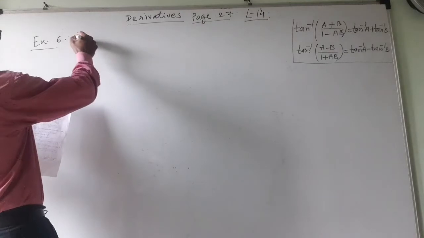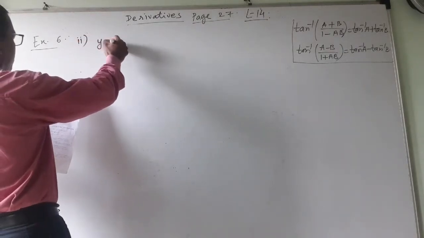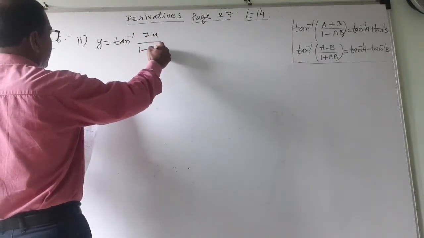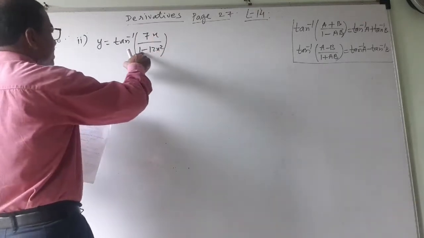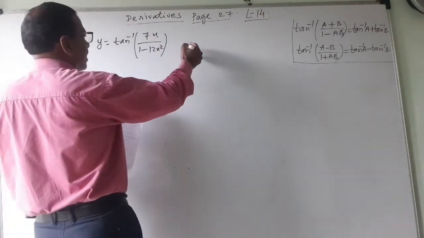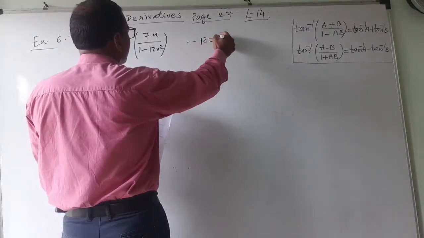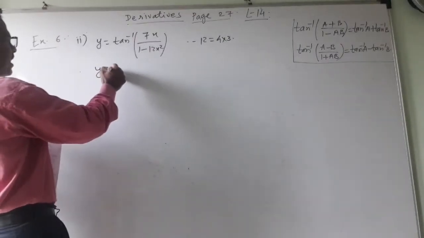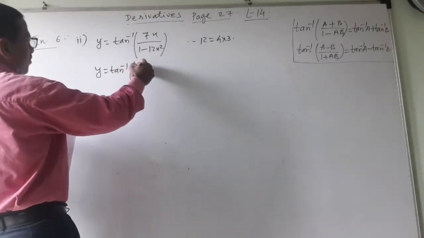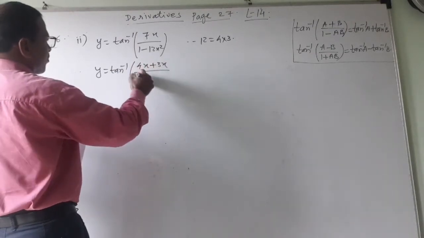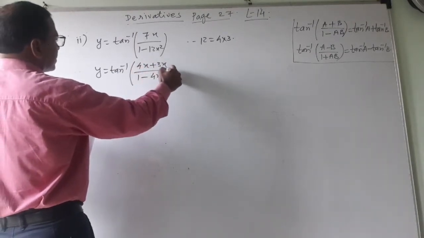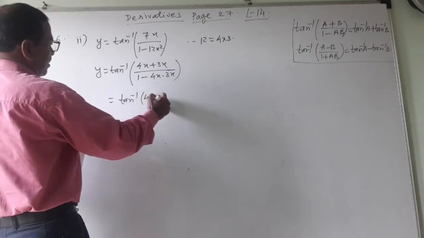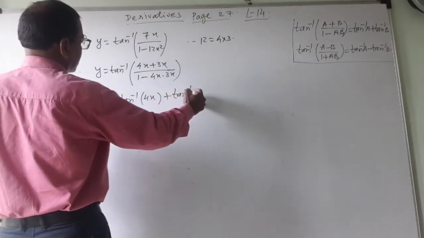On the same base, second sum is there. y is equal to tan inverse of 7x upon 1 minus 12x square. Now see, here it is minus, so above it should be plus. And the factors of 12: 4 into 3. So 4 3s are 12. So this will be y is equal to tan inverse of 4x plus 3x upon 1 minus 4x into 3x. So that is equal to tan inverse of 4x plus tan inverse of 3x.